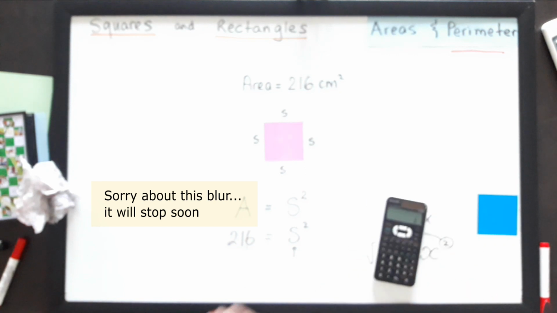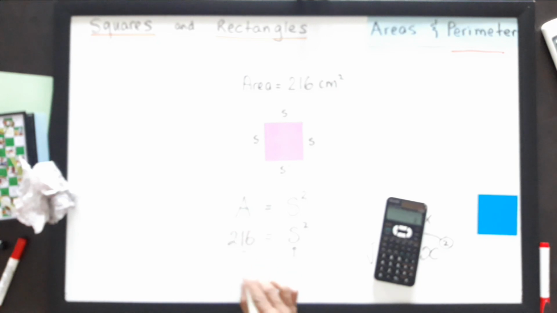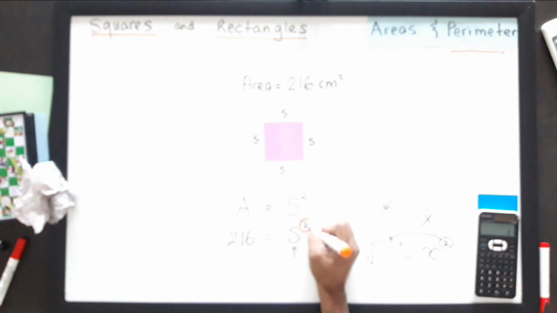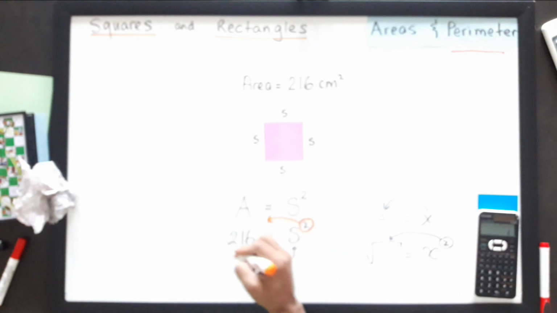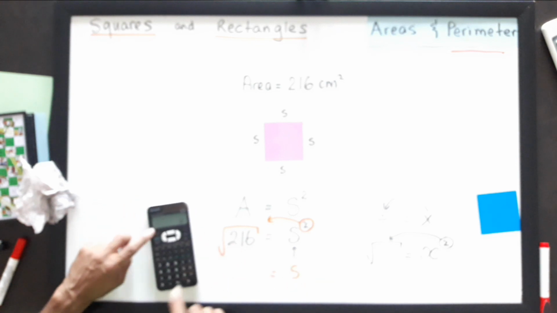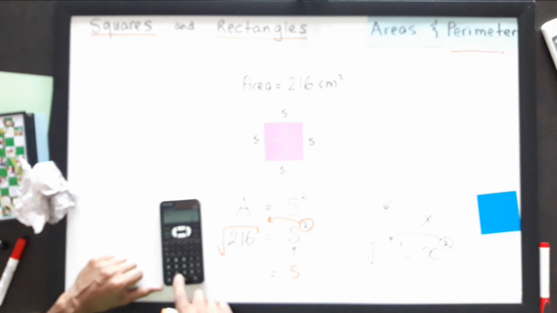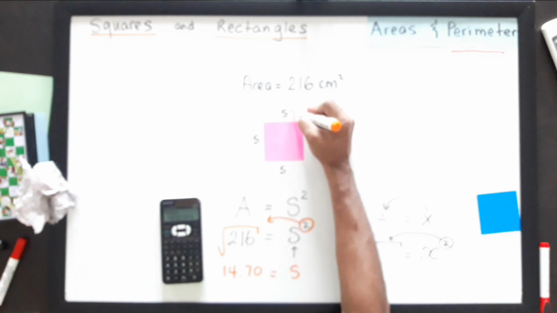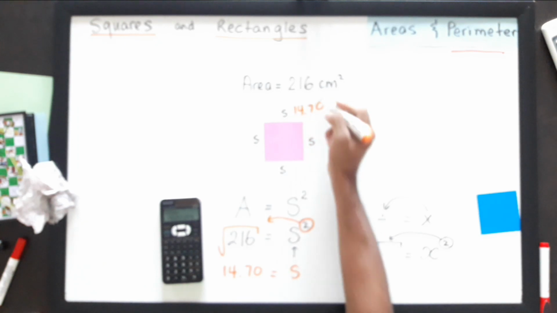Right. So back to our original question. 216 is equal to s squared. So I want to solve for s. So I'm going to take the squared and throw it across. But the opposite of squared is square root. So how much is s? I have to find the square root. So I have to press second function, x squared, 216. And when I do that, I get roughly 14.70. So the length of one side is 14.70.